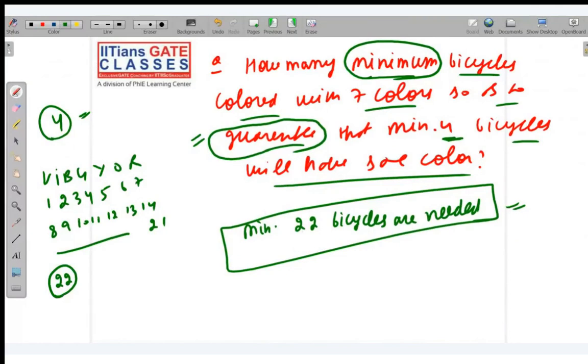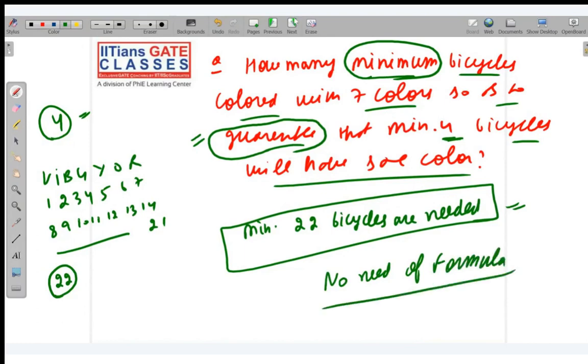So minimum 22 bicycles are needed. We have done it, and I have not applied any formula. No need of formula. Just apply common sense. That is the basic way out.